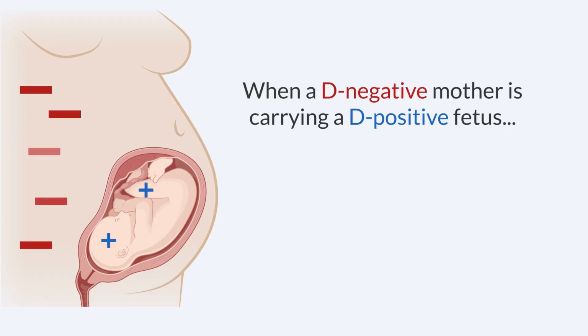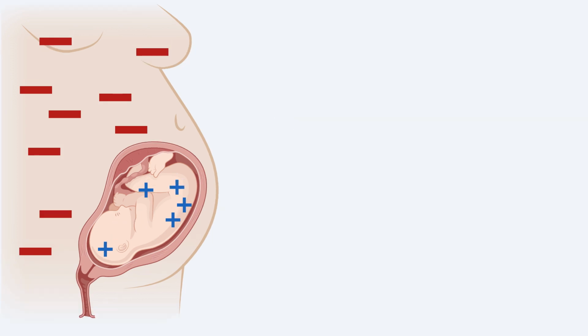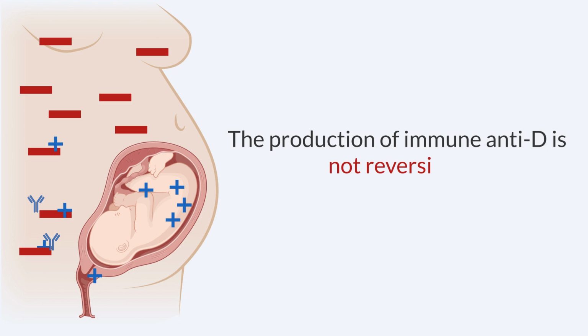When a D-negative individual is carrying a D-positive fetus, transfer of fetal cells across the placenta can occur, leading to development of antibodies by the maternal immune system. The production of anti-D is not reversible.